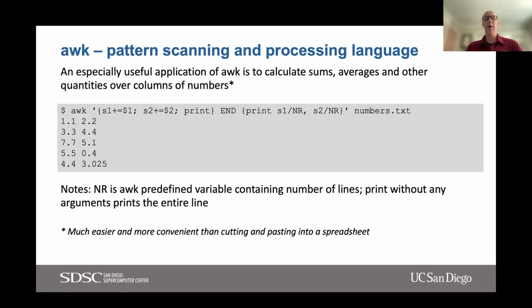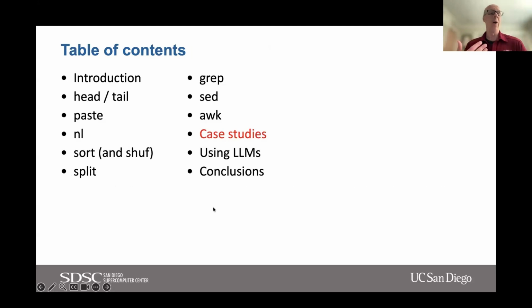And we can also calculate sums, averages, and other quantities over columns of numbers. So here, in the beginning of my awk command, I am accumulating a sum over the first field, a sum over the second field, and at the very end, I print out those sums divided by the number of records. So you can see what we've done here is, in our simple file that contained 1.1, 2.2, 3.3, 4.4, and so on, I now have a sum of that first column and a sum of the second column.